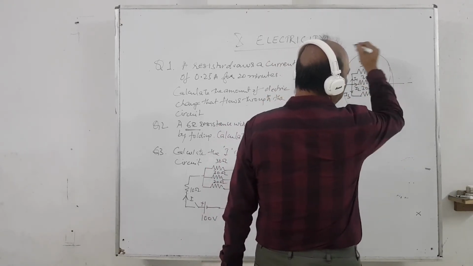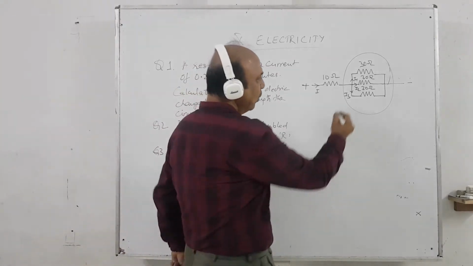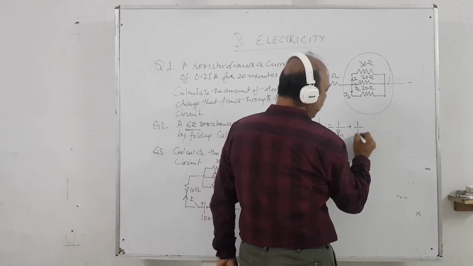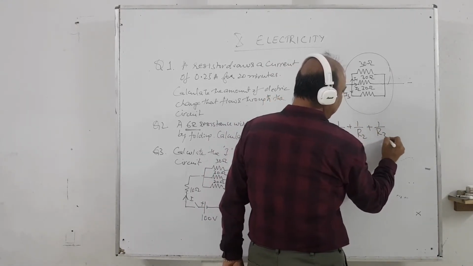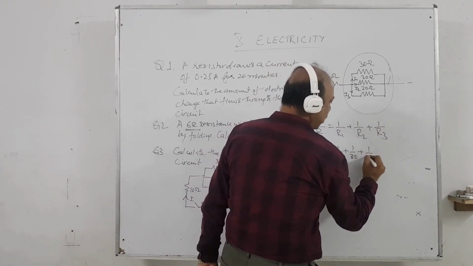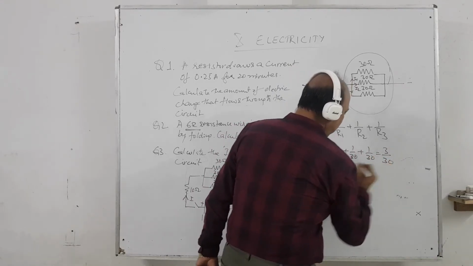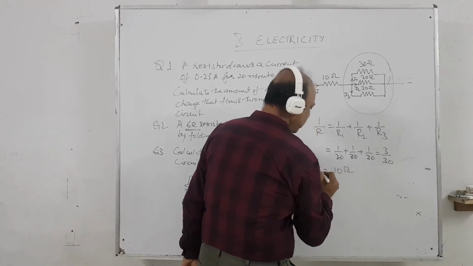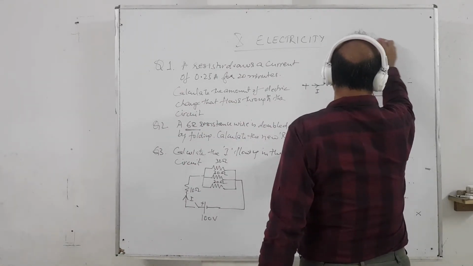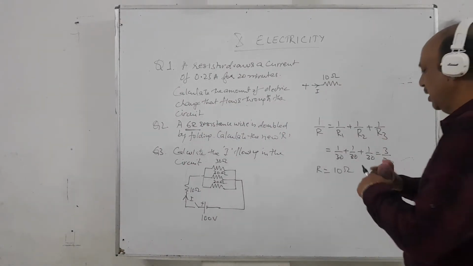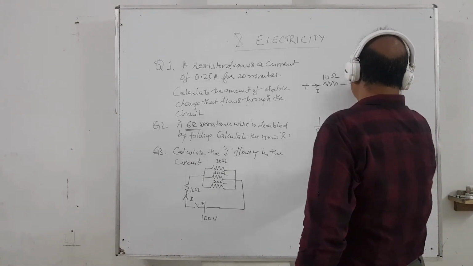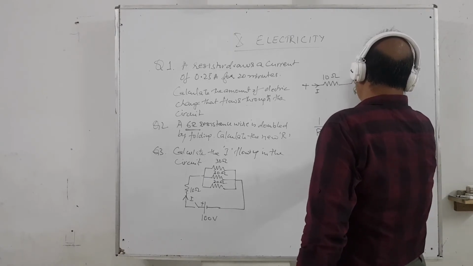That means I have to solve this circuit first. What is the equivalent resistance of 3 resistances? 1 upon R is equal to 1 upon R1 plus 1 upon R2 plus 1 upon R3. Substitute the values: 1 upon 30 plus 1 upon 30 plus 1 upon 30, that makes it 3 upon 30, or R is equal to 10 ohms. I will simply substitute that 10 ohm resistance here. This goes to my negative. This is R equivalent. This is 10 ohms.